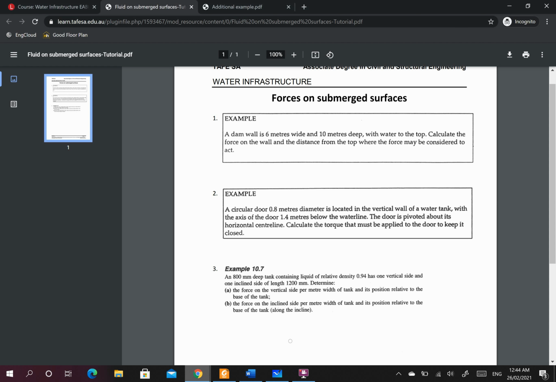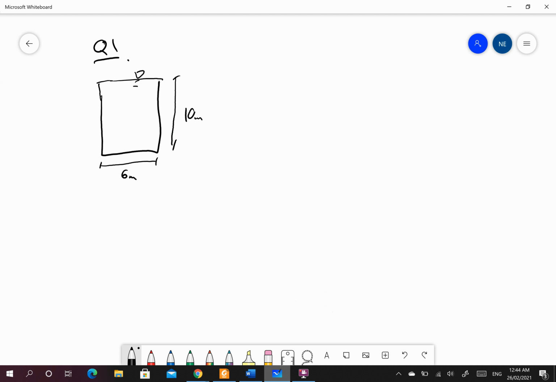And I am calculating. What am I calculating? Calculate the force on the wall and the distance from the top where the force may be considered to act. Alright, so how am I going to go about this? Well, I want to work out force. I want to work out Y bar. Y bar, remember this here, is to the center of pressure, CP.